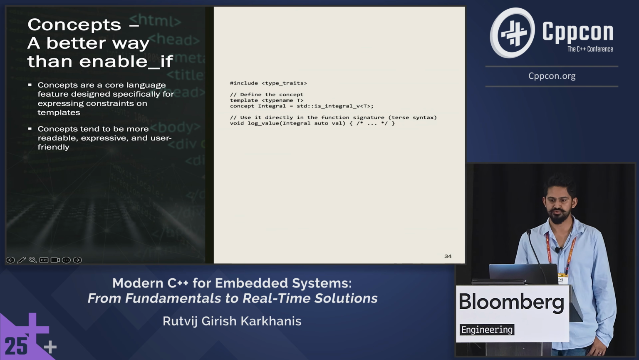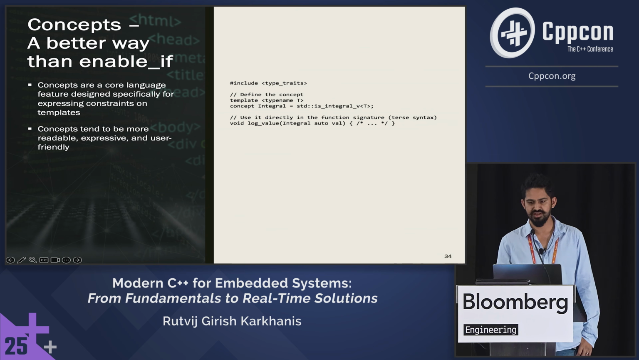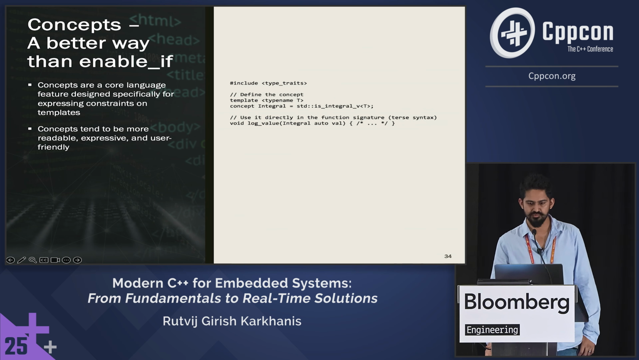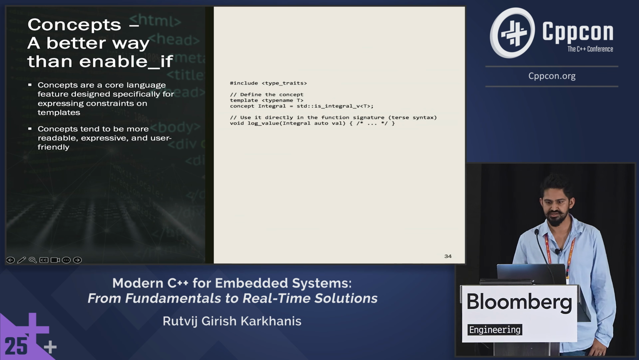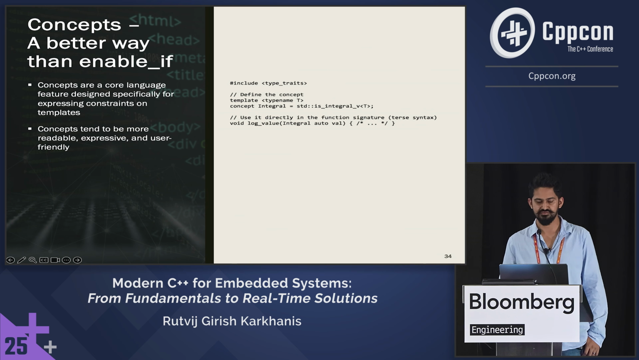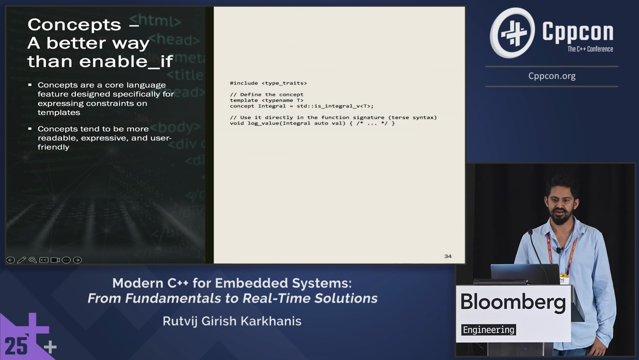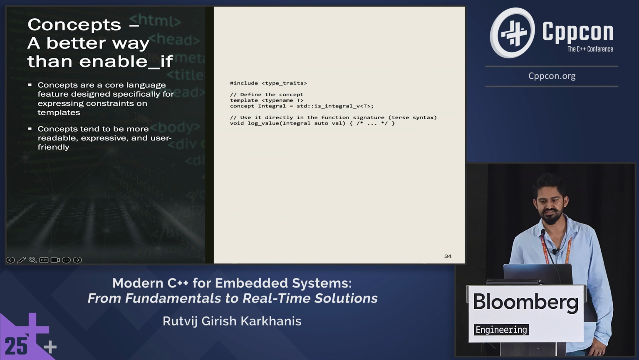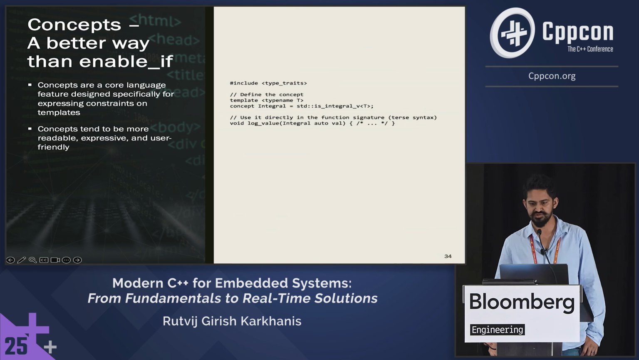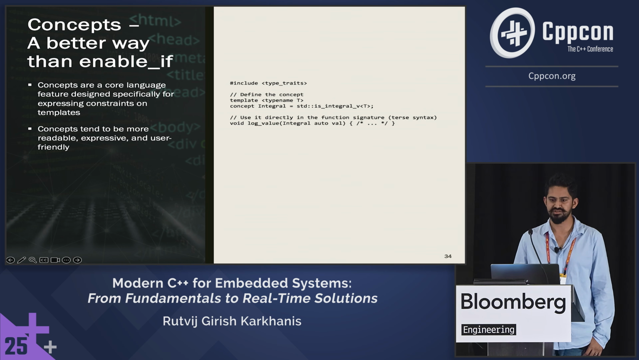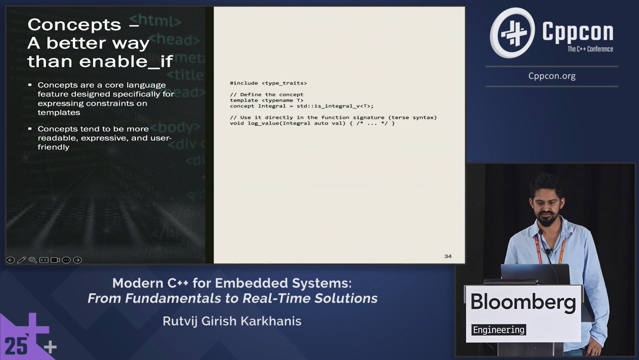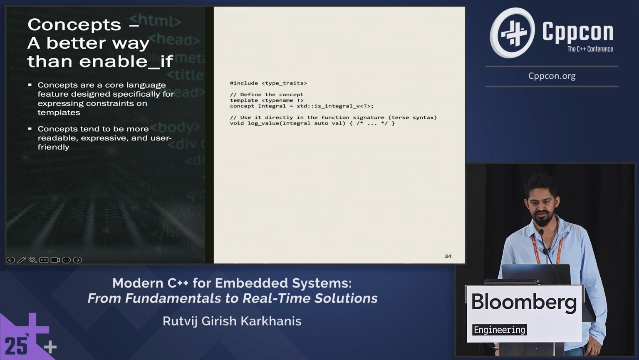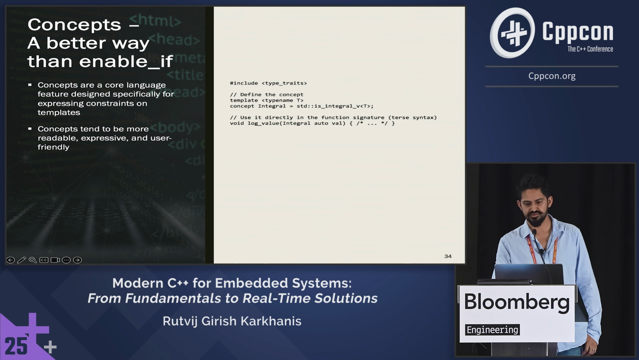Concepts. So C++20 concepts are a direct, superior replacement for std::enable_if. They solve the same problem, which is constraining templates, but in a way that is vastly more readable, expressive, and user-friendly. How does it work? You define a named set of requirements, that is a concept, and the compiler checks if a given type satisfies those requirements. The syntax in this case is clean, intuitive, and directly expresses the intent of the programmer.